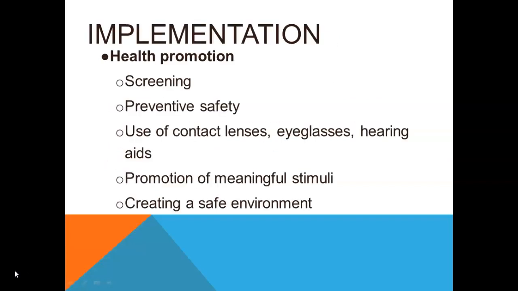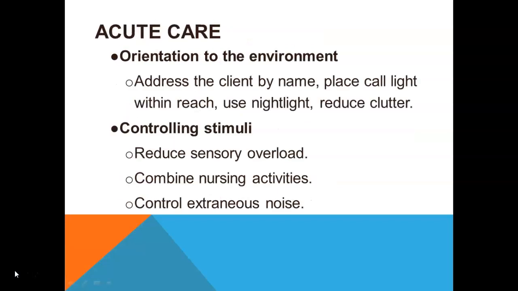Implementation, we do health promotion, you're going to do screening, preventative safety, use of contact lenses, eyeglasses, hearing aids, promotion of meaningful stimuli, and creating, of course, a safe environment. Acute care, when you're taking care of someone who has some type of sensory deficit, you're going to try to orient the patient to the environment, address the client by name, place the call light within reach. These are all things you know. Use a night light and reduce clutter.